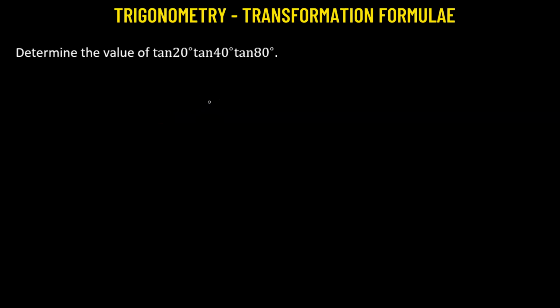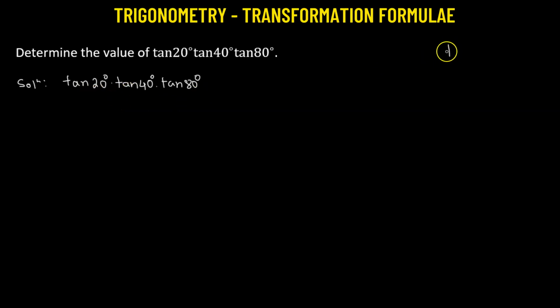In this problem, we need to determine the value of the given trigonometric expression. Let us begin. Here we are provided with the trig expression tangent of 20 degrees multiplied by tangent of 40 degrees times tangent of 80 degrees. The goal will be to find out its value using the transformation formula.